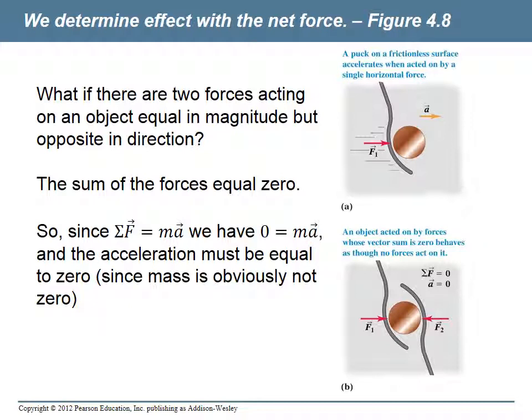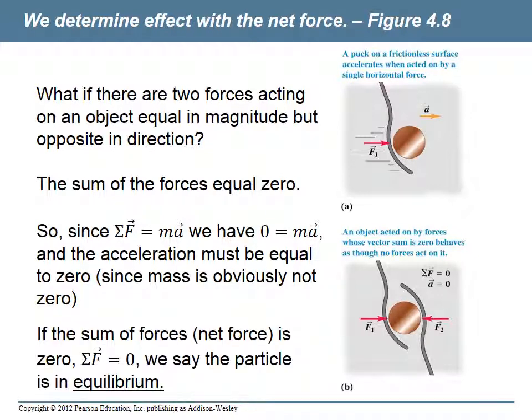So if the forces are equal in magnitude and opposite in direction, there's no net force acting on the object, and then there's no acceleration. So if the sum of the forces, the net force, is 0, summation of forces is equal to 0, it means acceleration is equal to 0, and we say the particle is in equilibrium. It is not accelerating.